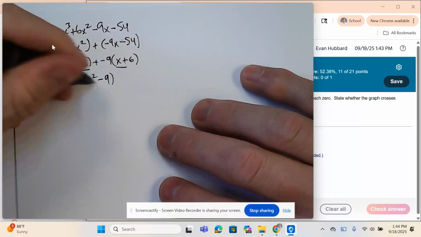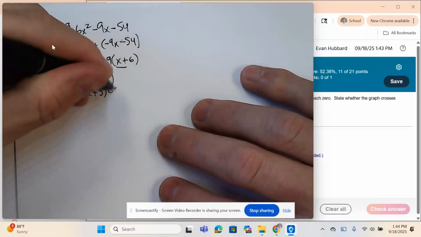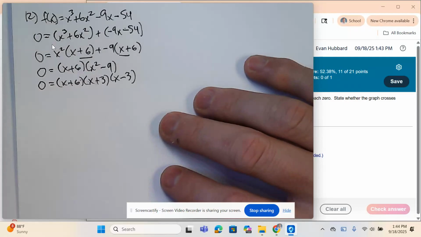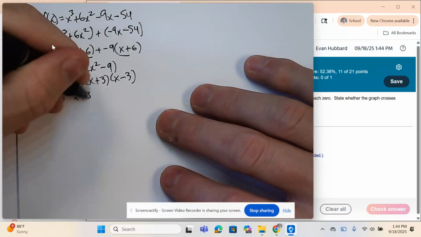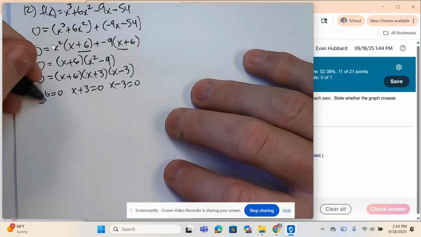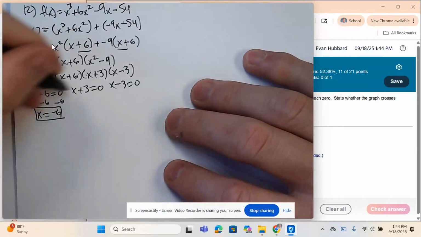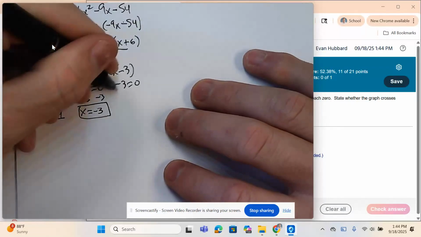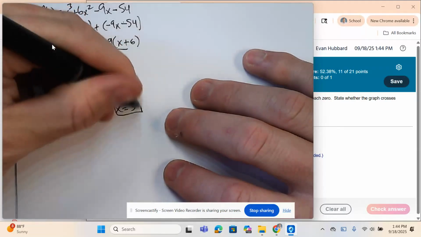Next, I'm going to factor that further, because x squared minus 9 can factor further: (x plus 3)(x minus 3). So there's your factored form. Now I'm going to solve it. x plus 6 equals 0, x plus 3 equals 0, x minus 3 equals 0. Subtract 6, x equals negative 6. Subtract 3, x equals negative 3. Add 3, x equals 3.